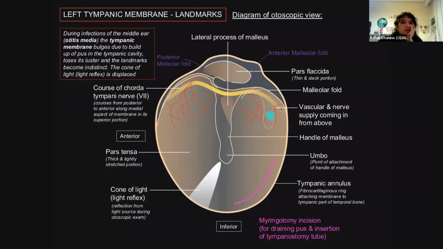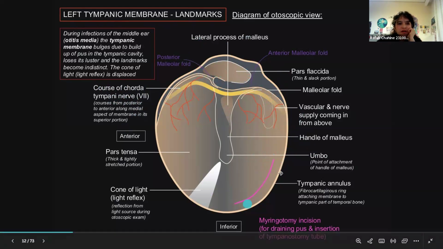And then a few other things are the vascular and the nerve supply coming from above, meaning from the sides of the middle ear. Then we have the course of chorda tympani nerve. Chorda tympani is the nerve coming from the facial nerve, and we're going to see and appreciate it again later on. And this is the anterior malleolar fold. This is the posterior malleolar fold. These are just the things that you need to memorize.